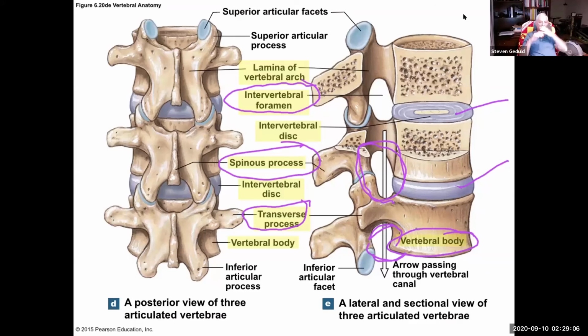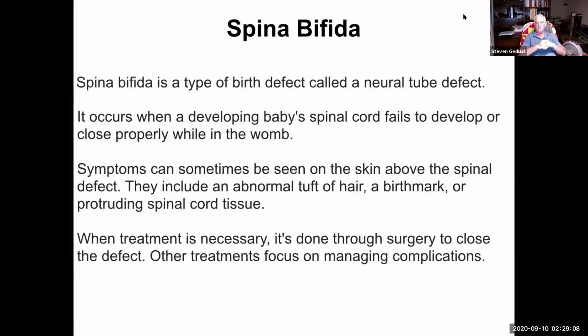Spina bifida, we talked about a little bit. Spina bifida is a birth defect. It's a neural tube defect. It occurs when a baby's spinal cord fails to develop or close properly while in the womb. So the spinal cord is not closed completely by the arch of the vertebrae.